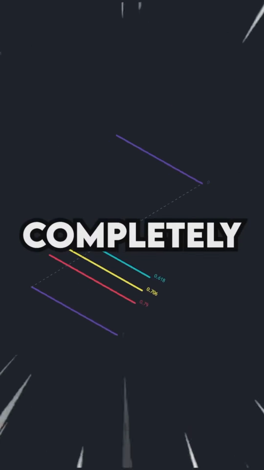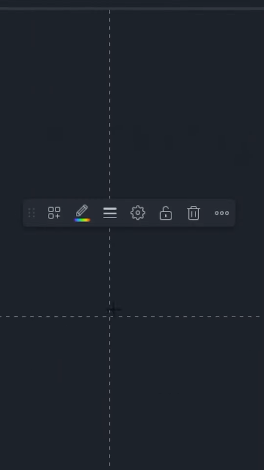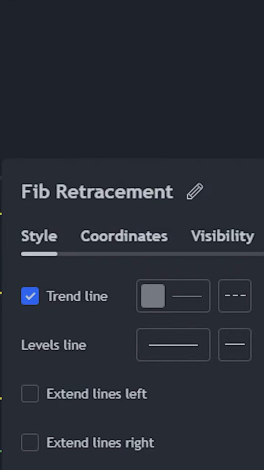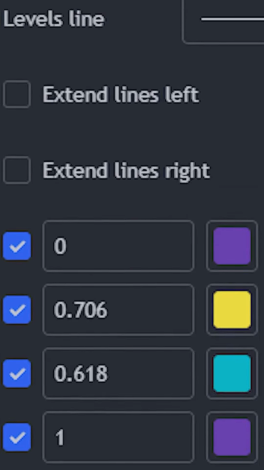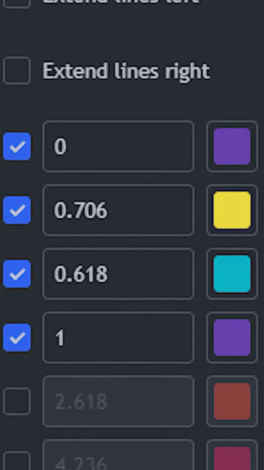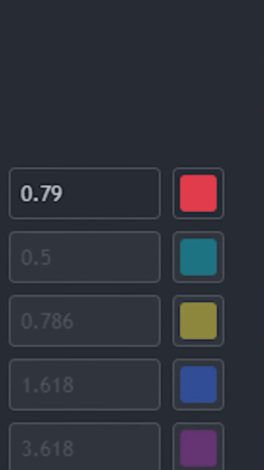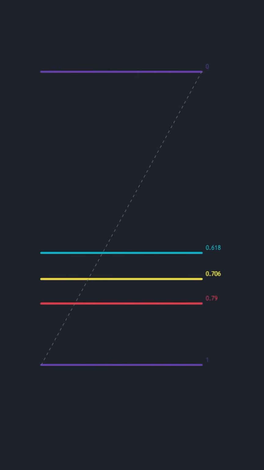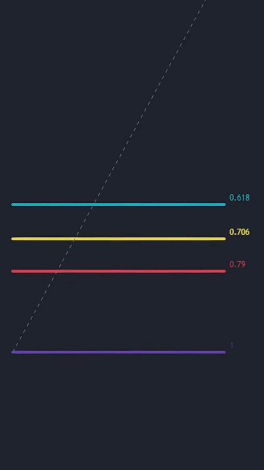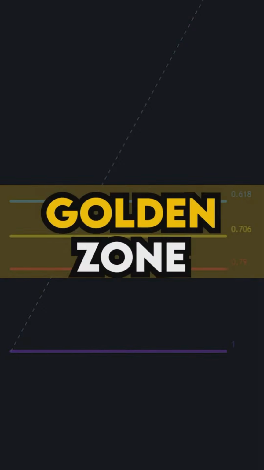Fibonacci hack has completely changed the way I trade. First, go to the settings of the Fibonacci tool. Enable these levels: 0, 0.706, 0.618, 1, and 0.79. This will give you 3 main levels in this area like this. This area is called the golden zone, or where price has the best probability to reverse.